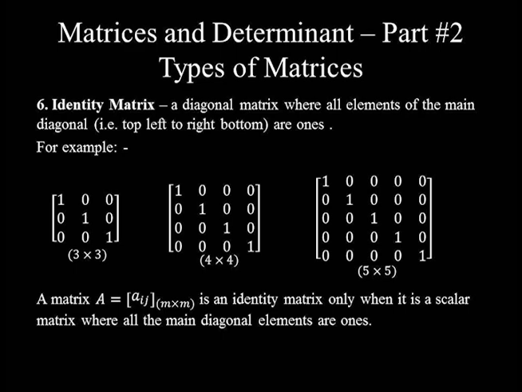From the other 4 definitions, we can figure out that identity matrix is a subset of scalar matrix, scalar matrix is a subset of diagonal matrix, and diagonal matrix is a subset of square matrix. In other words, an identity matrix is a scalar matrix. It can also be a diagonal matrix and also a square matrix.